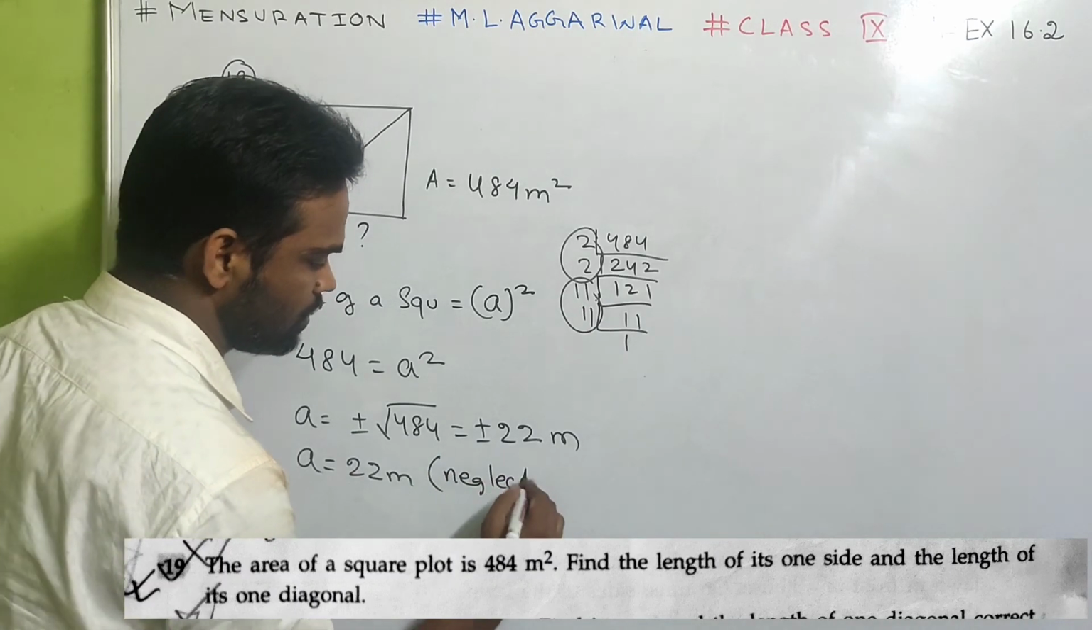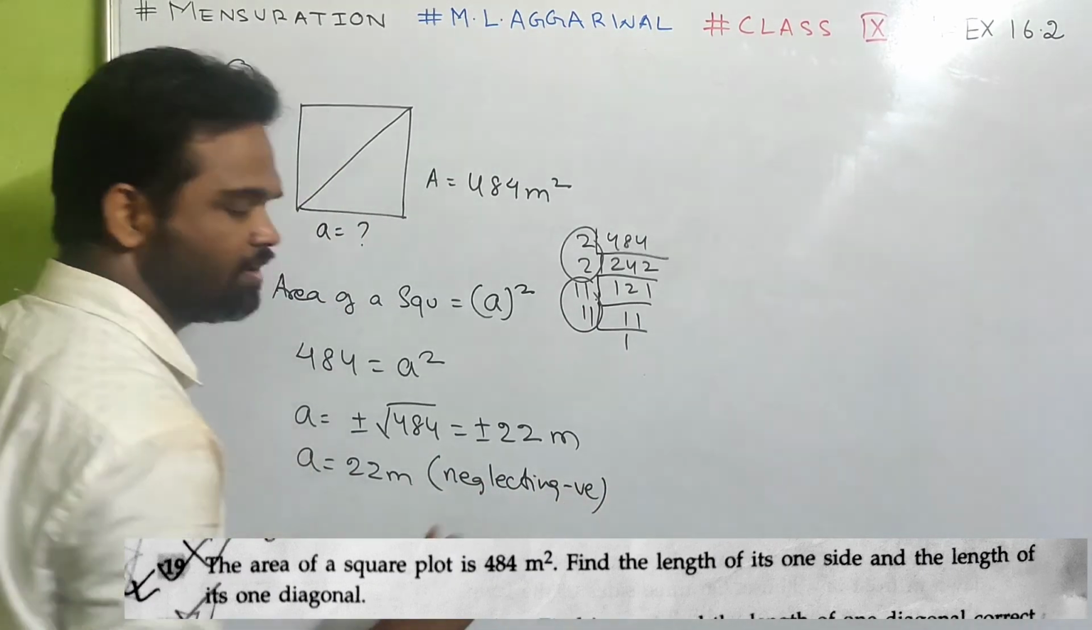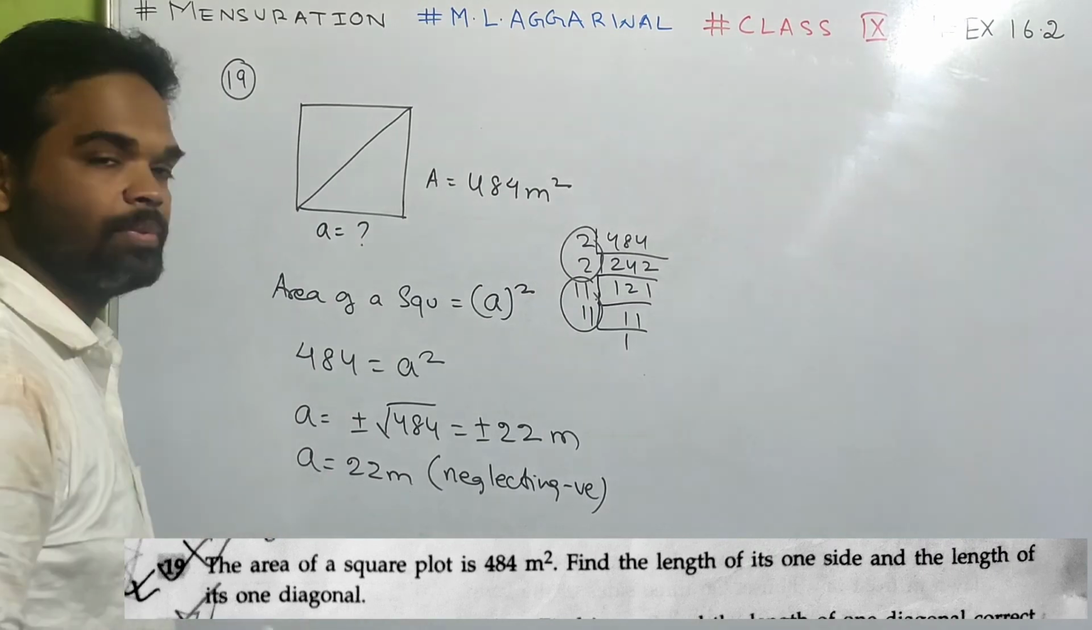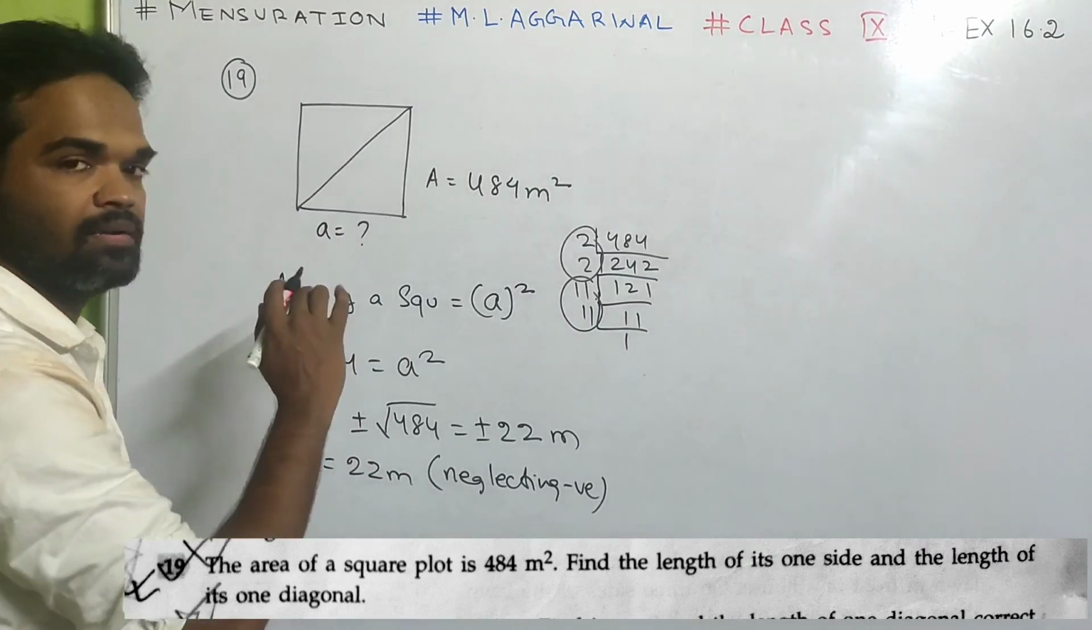Neglecting negative one because negative is not possible. The side is 22 meter. We got the side. Now diagonal.